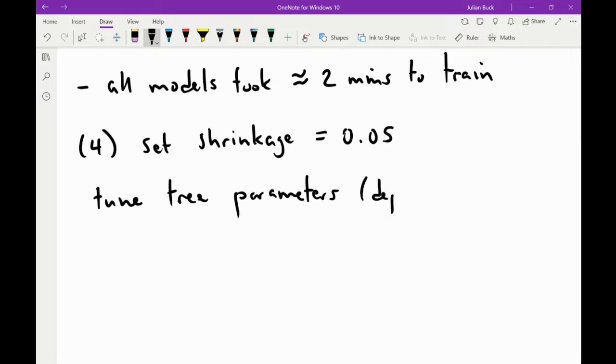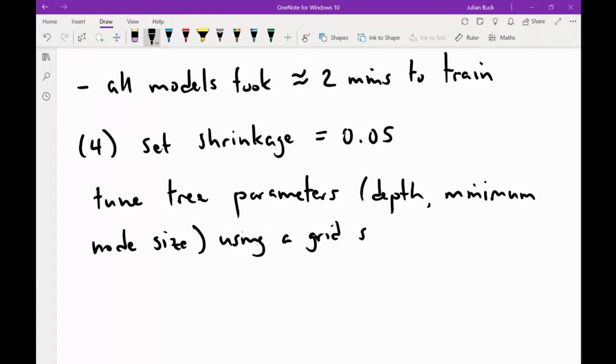And now tune the tree parameters, depth and minimum node size, using a grid search. Now, in this case, we actually have, in some sense, a two-dimensional grid, right? Because we have two hyperparameters, depth and minimum node size, and what we're going to do is assess all possible combinations of those across the grid. As a result, this grid search takes a little while. It takes about 30 minutes.